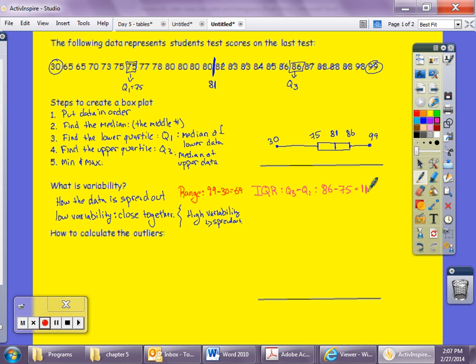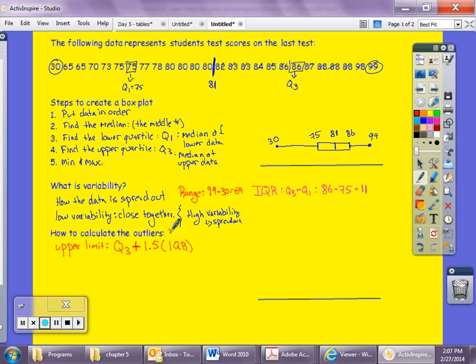Now the outliers. This is the part where you guys struggled. What you need to know about the outliers is you need to know the upper limit and the lower limit. The upper limit is Q3 plus 1.5 times the IQR. I write it down so I know what I'm doing.